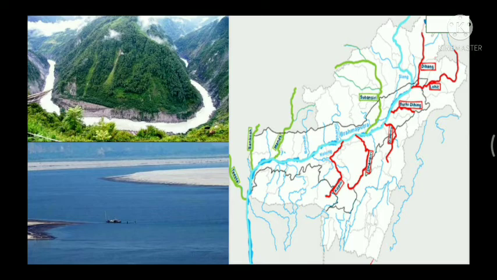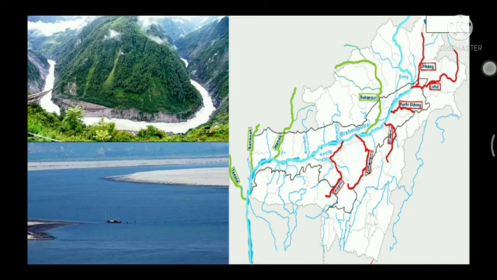So here it is called the Dihang, and it is joined by the Debang, the Lohit, and many other tributaries, to form the big Brahmaputra in Assam. So the main head tributaries, that is Lohit, Debang, Dihang, all these are the tributaries. Fine, as you can see in the picture.